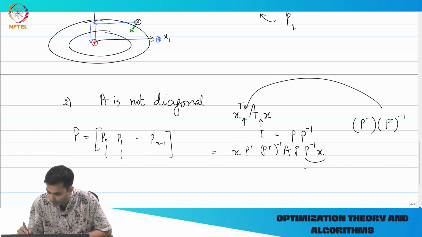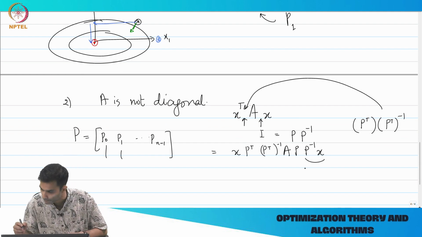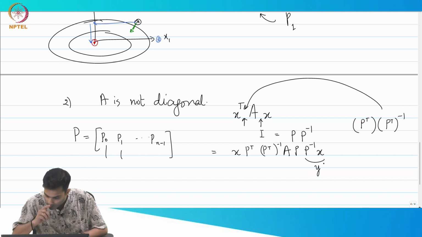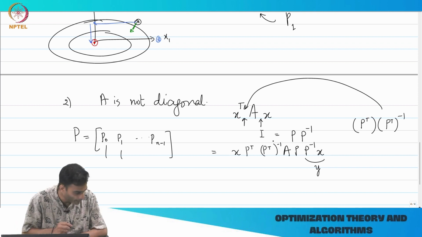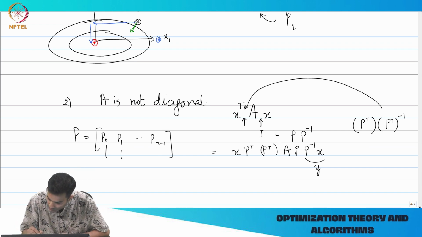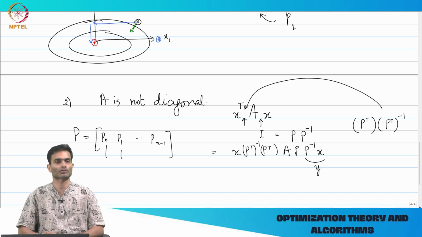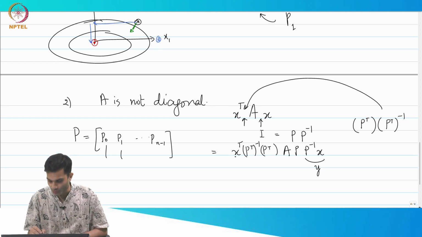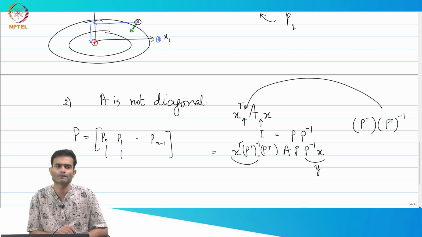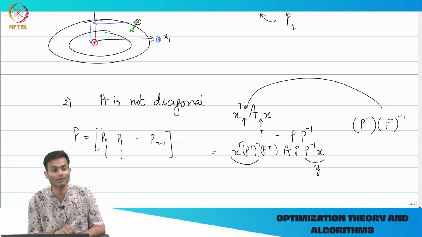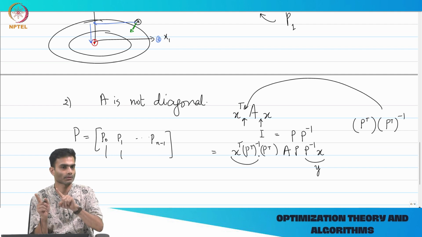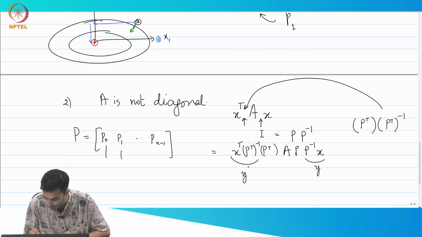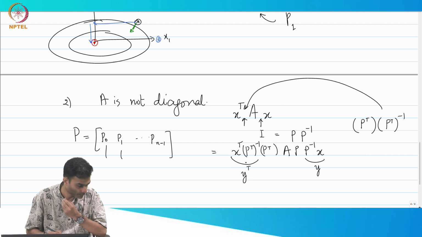Now if I call this Y, let me do the following. I'm going to move this over here. This is also correct, right? And there's a transpose missing over here. So this term over here, what is it? If Y is P inverse X, what is Y transpose? X transpose P inverse transpose. So this becomes Y transpose.